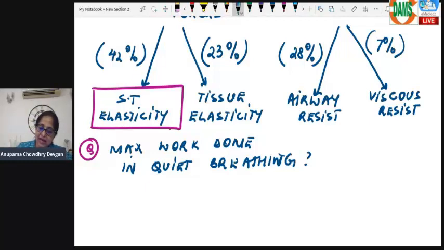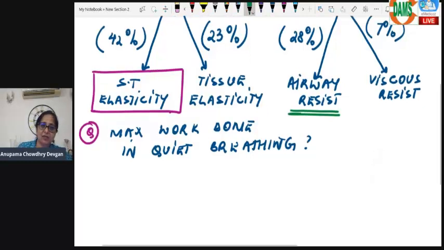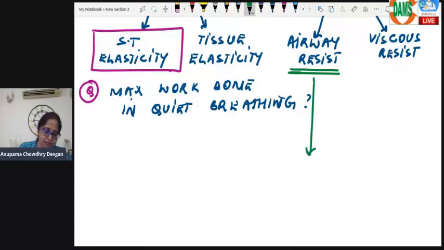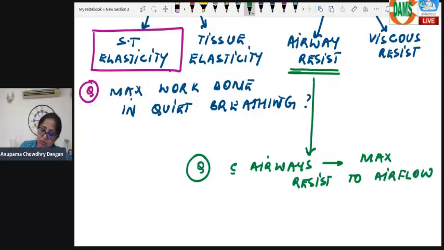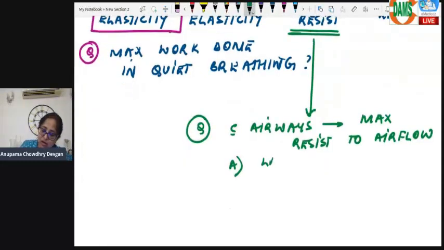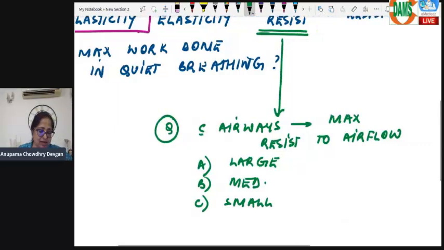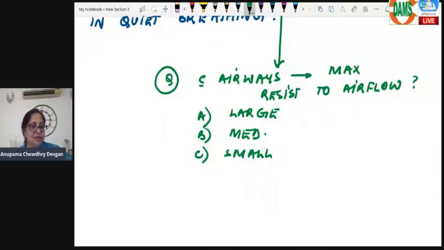Now, let's have a look at the airway resistance. Now, the question over here is, which airways have the maximum resistance to airflow? A, is it going to be the large-sized airways? B, is it going to be the medium-sized airways? Or C, is it going to be the small-sized airways? Which airways have the maximum resistance to airflow?